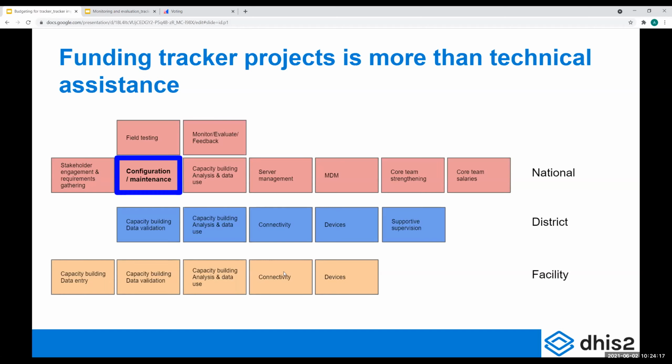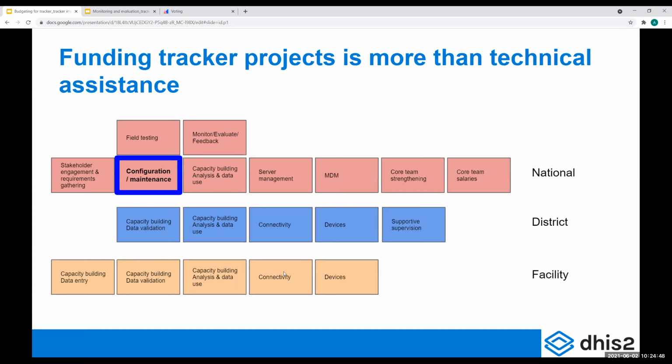And also making sure that you have a strong core team. That's maybe not your concern when budgeting for your tracker project per se, but having that sort of foundational crew in the country that are knowledgeable on tracker and that can help troubleshoot, etc. That also costs money. Core team salaries. It's the people on the ministry IT team, that they get paid over time.